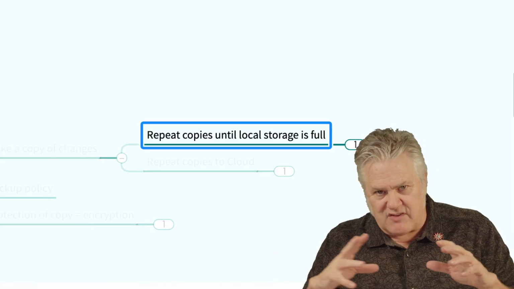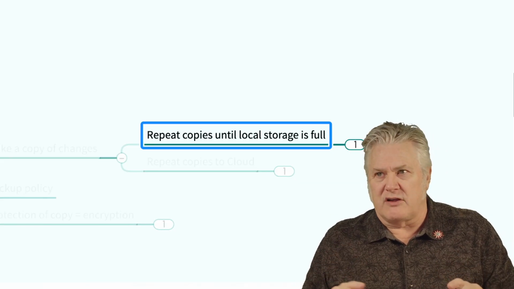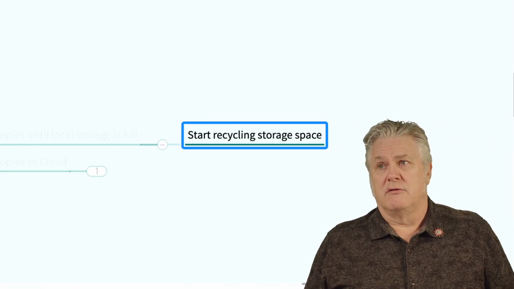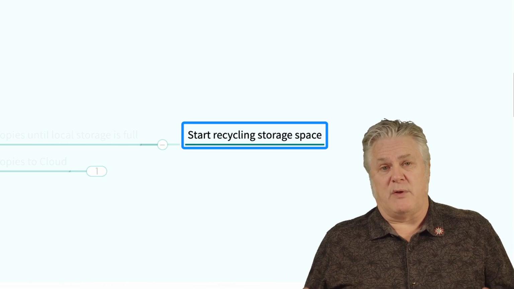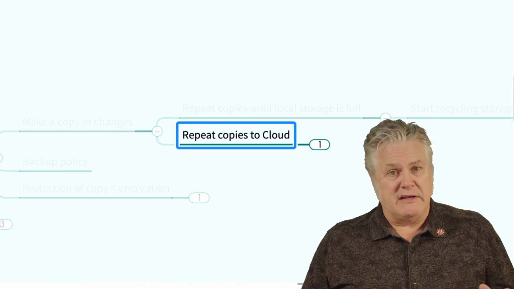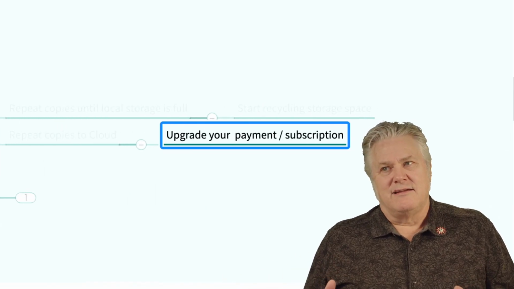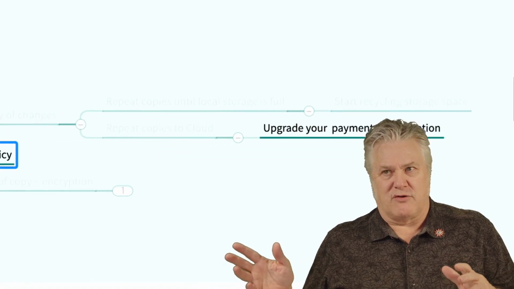You'll do some optimization techniques to deduplicate that, and you'll do incrementals and all those kinds of things. But basically, you're going to fill up your local storage, and then you're going to start recycling that storage space over time. Now, you could repeat your copies to the cloud instead of locally, but then you've got to upgrade your payment and your subscription. So you're making copies, right?